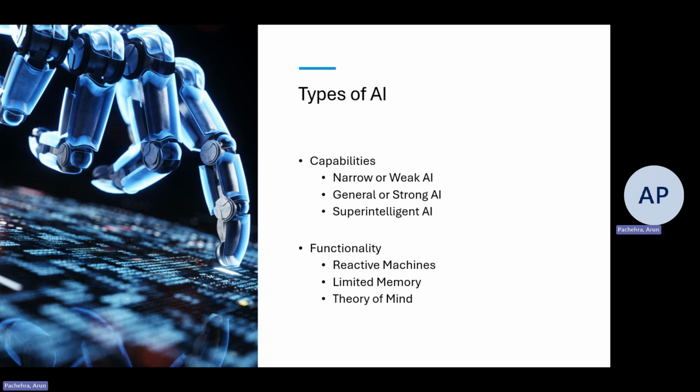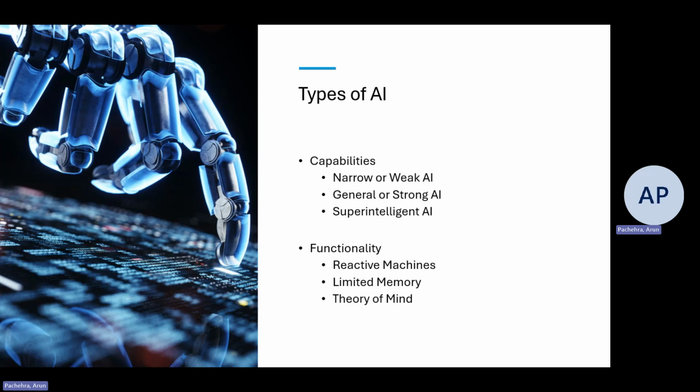Then we have limited memory. This type of AI can make informed and improved decisions by studying past data collected for a short period. Most present day AI systems, including those in cars that make them autonomous or semi-autonomous, operate under this principle.